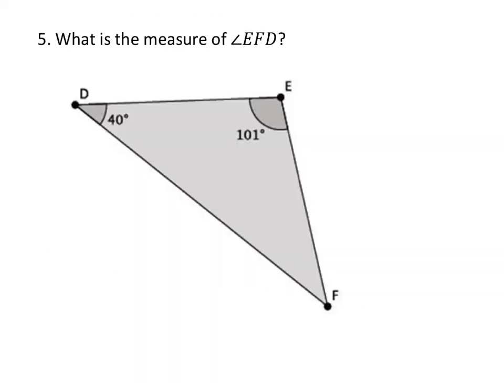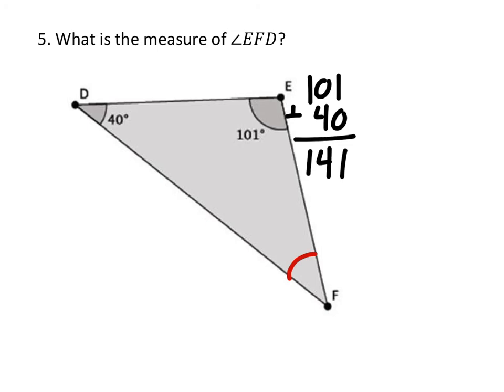What is the measure of angle EFD? So we know these three angles added together have to equal 180. So we're looking for this angle EFD in red there. Once again, I'm going to take that 101 degree angle and add it to the 40 degree angle. That's 141. Now if I add the angle EFD, I should get 180 degrees.